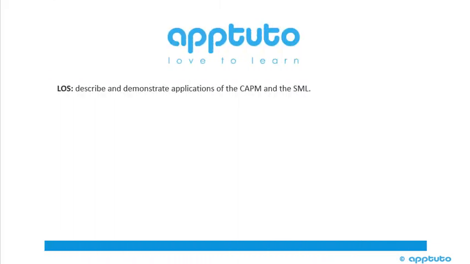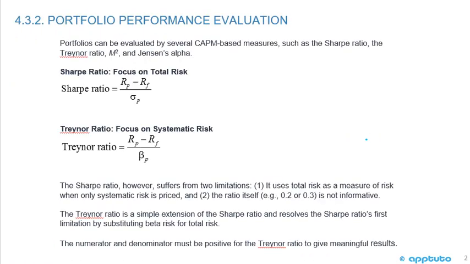This LOS is to describe and demonstrate applications of the CAPM, Capital Asset Pricing Model, and the SML, Security Market Line. Portfolios can be evaluated by several CAPM-based measures, such as the Sharpe Ratio, the Treynor Ratio, M-squared, and Jensen's alpha. We'll start with the Sharpe Ratio first.